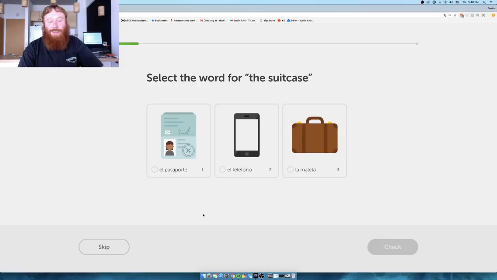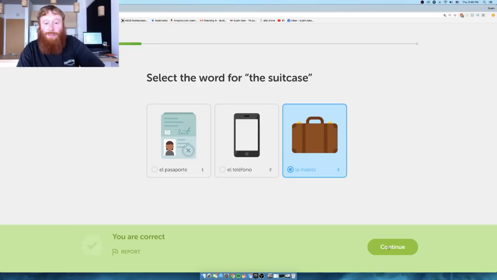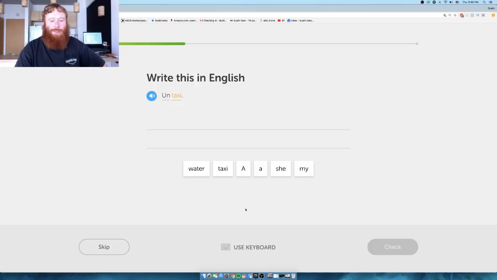Select the word for suitcase. La maleta. I've never really called that. Do they have a different word for it here in Argentina? La maleta. Oh no, suitcase. Okay, no, because usually I use backpack, it's called something different. Un taxi. Okay, that means a taxi. And I have to use the A that's capitalized since it's capitalized on un. Select the word for phone.